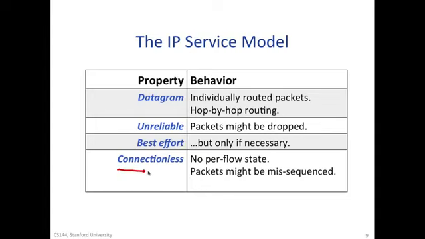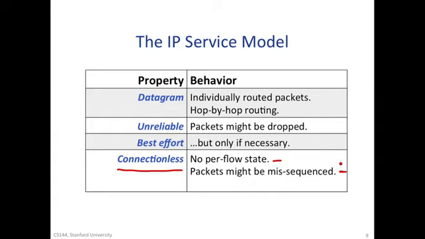Finally, IP is connectionless. What this means is that before communication takes place, there is no per flow state that's established in the network. If we think about how a circuit switch works, in a circuit switch network, it must establish state prior to the communication taking place. In the IP service model, there is no per flow state. It also means that because packets are individually routed, hop by hop, they can potentially take different paths, and it means that packets and therefore the data might become missequenced as it passes through the network.